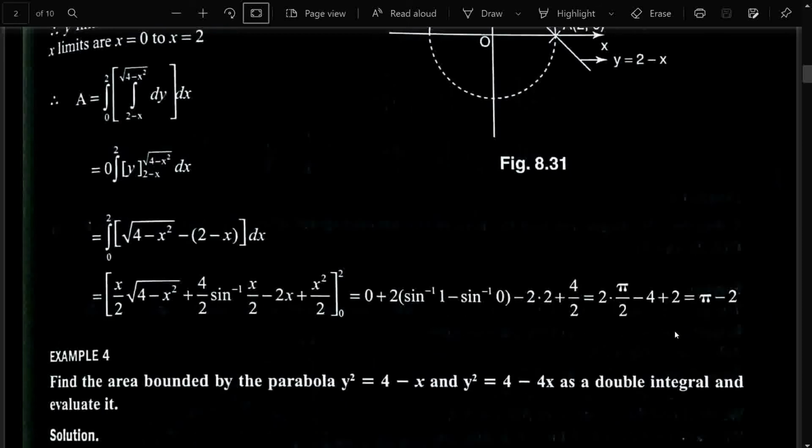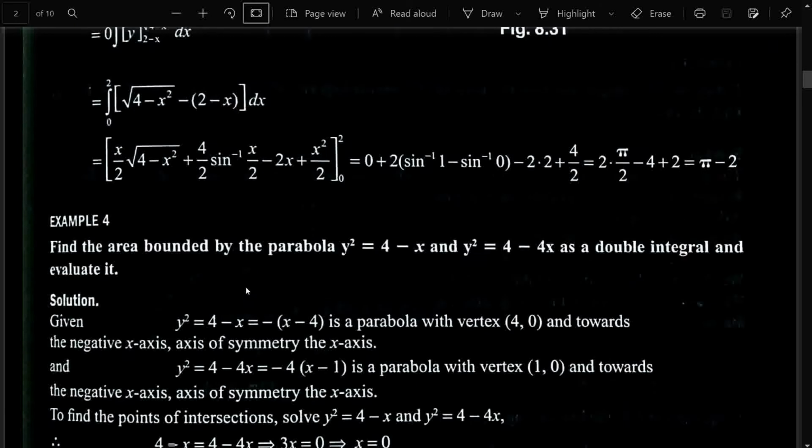These are simple integration steps. Just solve it and cross-check with it. Don't just read maths, just solve maths. So this is the answer.